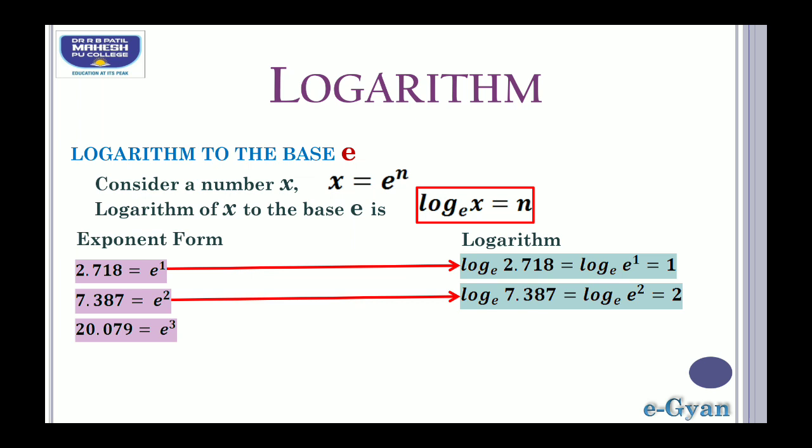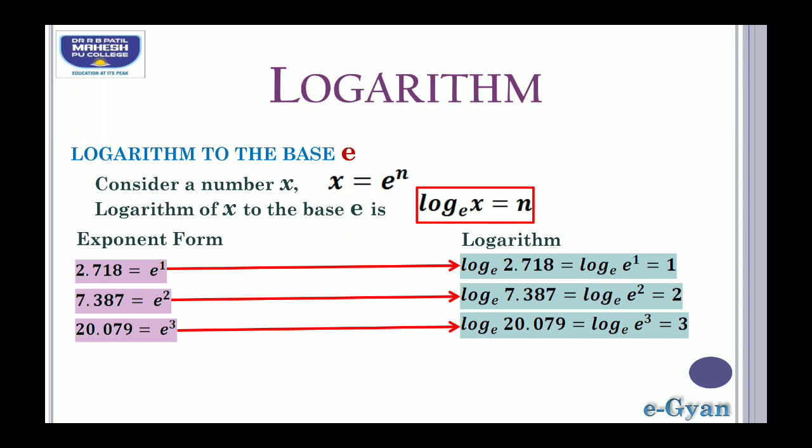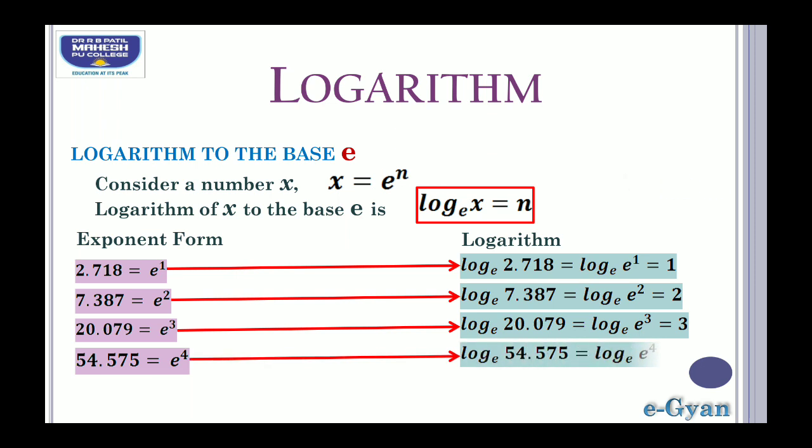20.079 is equal to e to the power 3. So therefore log of 20.079 to the base e is equal to log of e to the power 3 to the base e, hence it is equal to 3. 54.575 is equal to e to the power 4. Log of 54.575 to the base e is equal to log of e to the power 4 to the base e, which is equal to 4. Now log of 5 is a number between 2.718 and 7.387.